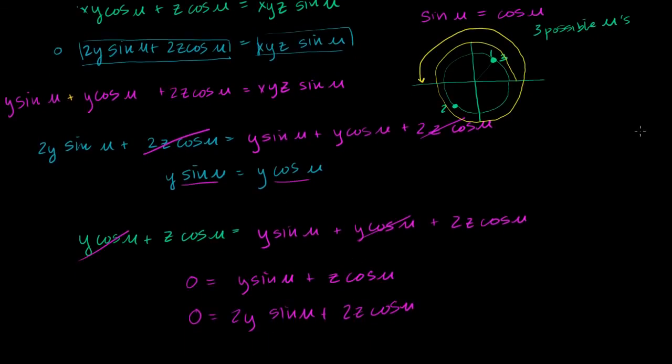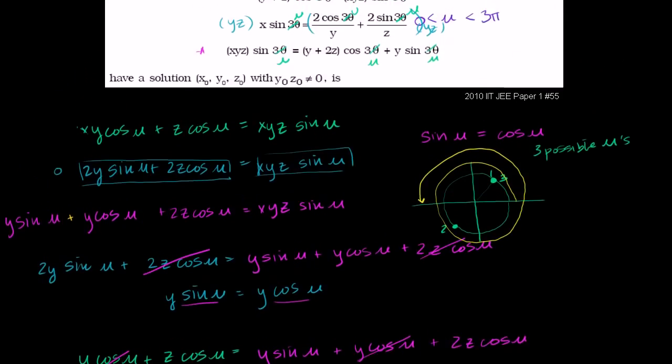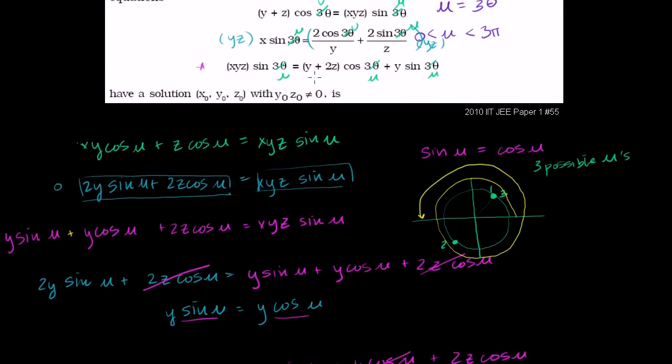So now we've used all of the information that's in the problem. We've used all three of these surfaces to find what constraints we have for an intersection of the three surfaces. And the only real constraint is that the sine of u has to be equal to the cosine of u. And there are three possible u's between 0 and 3 pi that satisfy that.